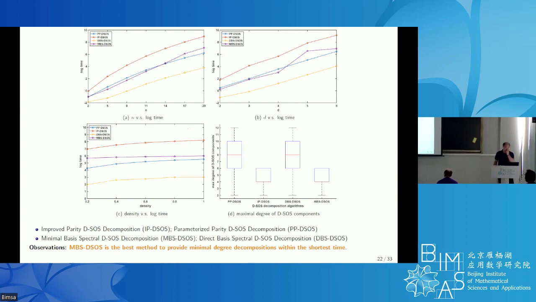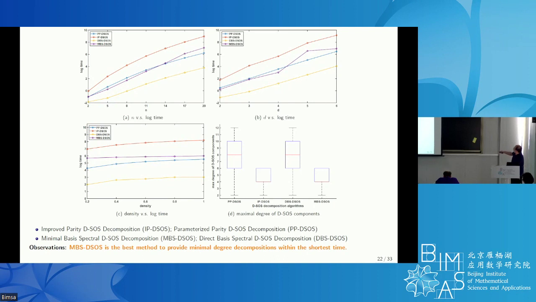And you can see here is the comparison between different kinds of practical methods. This is along the increase of size n, size z, and the density. The vertical axis is the log of computing time. The last figure is about the degree of each component, the maximal degree.